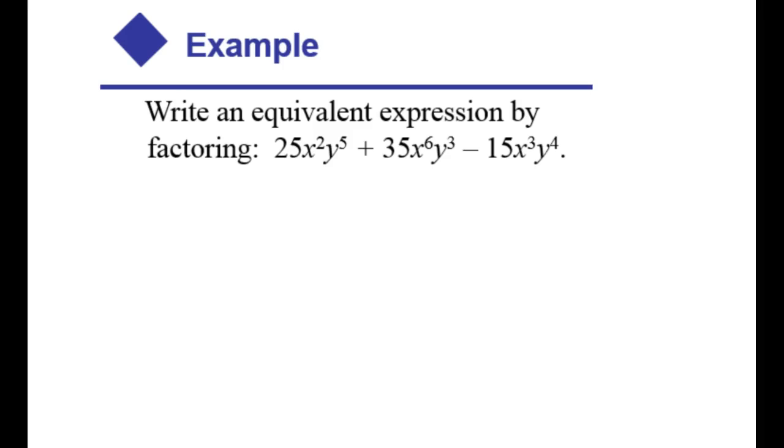So let's look at this again, a little bit more difficult. Let's start with the numbers. 25, 35, and 5. It looks like maybe 5 is a common factor. Between x squared, x to the 6th, and x cubed, it seems like each term at least has two x's in it. So I'll say that that's what's common to the three terms. And then the y value, if you haven't already figured it out, it's always the smallest exponent. So I'm going to pull out y cubed in here as well.